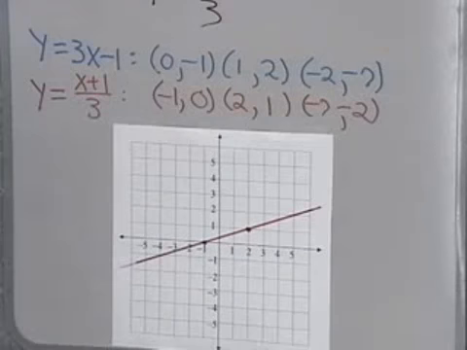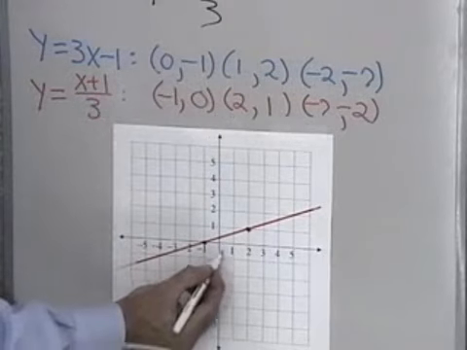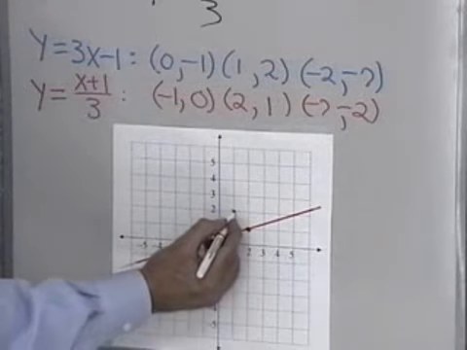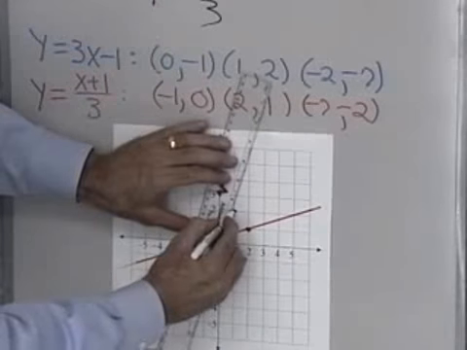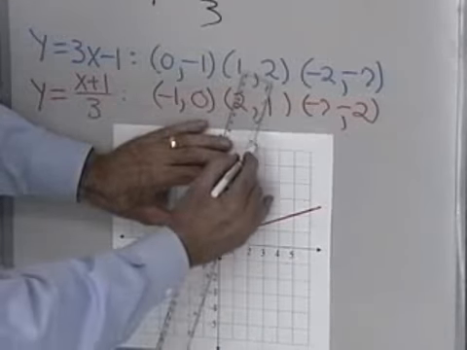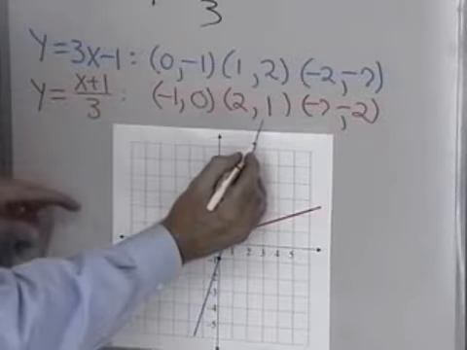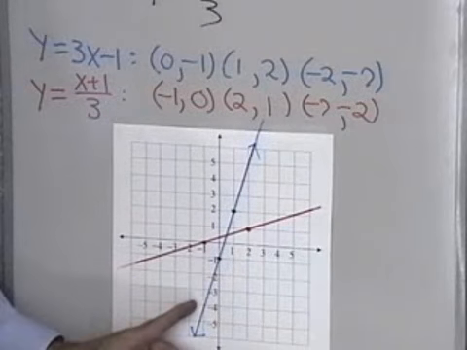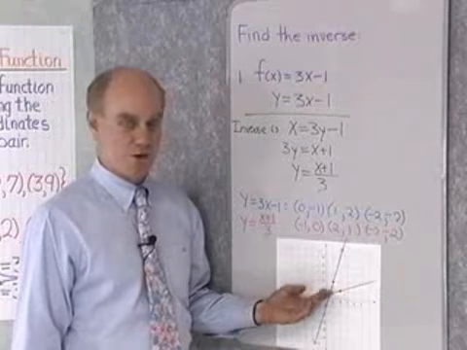Now let's graph the original function itself. X is 0, y is negative 1. That's right here. And x is 1, y is 2, so I'll go forward 1 and then up 2. So x is 1, y is 2. Let's sketch the graph of that by drawing a line between those points. Okay, so there's the graph of my original function right there, y is equal to 3x minus 1. This is the graph of y equals (x plus 1) over 3.